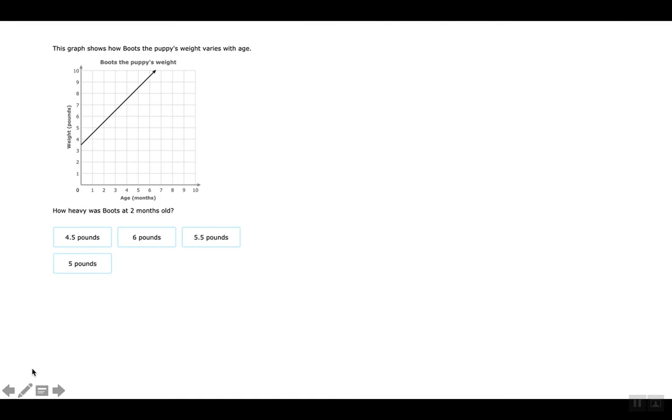How heavy was Boots at 2 months old? At 2 months old, Boots... All right, notice this one's exactly in the middle of 5 and 6. So obviously it has to be 5.5 pounds.